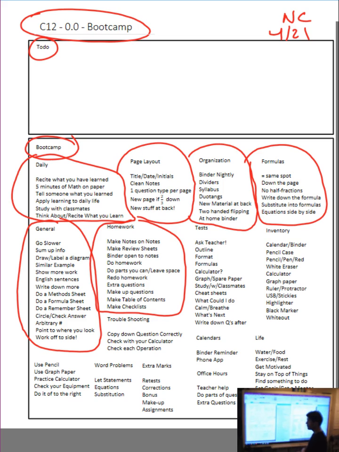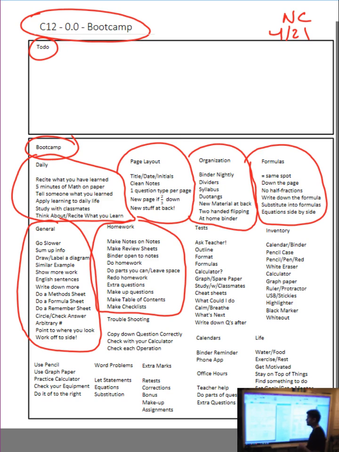Make review sheets. Each chapter, make a review sheet. Make a review sheet for the whole year. Put all the things that you're supposed to remember from each chapter on each sheet. Put all the things that you're supposed to remember for the whole year, that you have to remember back and forth between different chapters. Make review sheets.